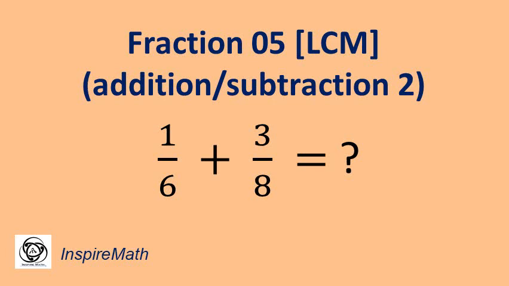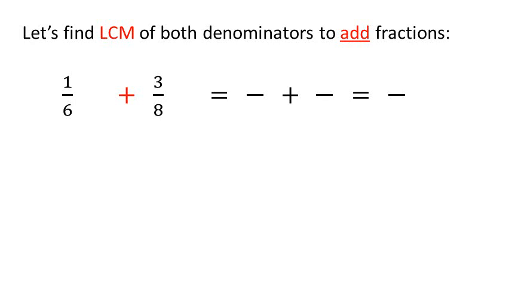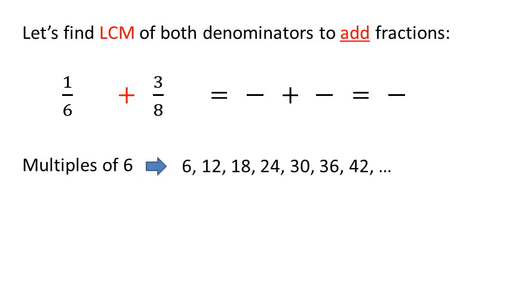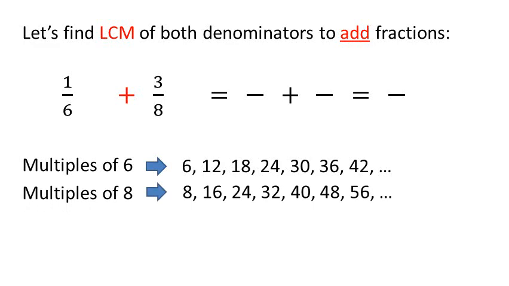Today we're going to study how to add or subtract fractions by finding lowest common multiples. Let's find the lowest common multiple of 6 and 8 first. Multiples of 6 are 6, 12, 18, 24, 30, 36, 42, and so on. Multiples of 8 are 8, 16, 24, 32, 40, 48, 56, and so on. The lowest common multiple is 24.